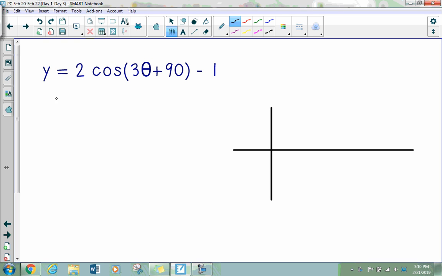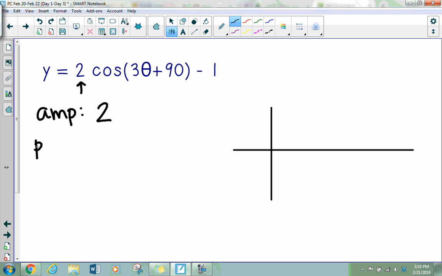The four main features that you are going to be looking at for any cosine or sine function starts off with the amplitude. Remember, the amplitude is what tells you how high up and how low down it either stretches or compresses. And you find it by looking at this leading coefficient here. Even if it's a negative coefficient, the amplitude will always be the absolute value of that number. So in this case, our amplitude would be 2.